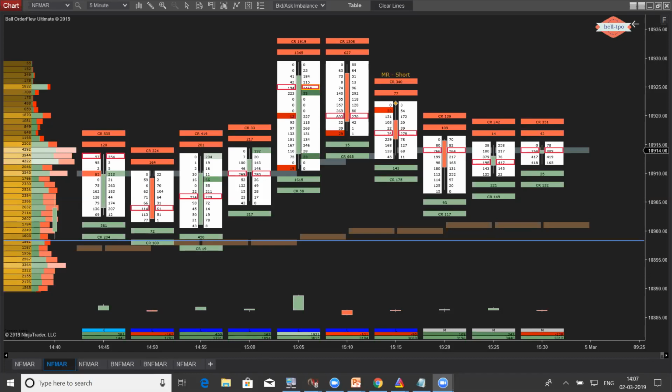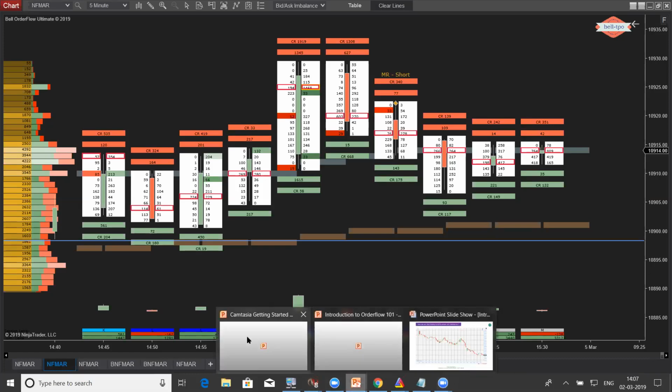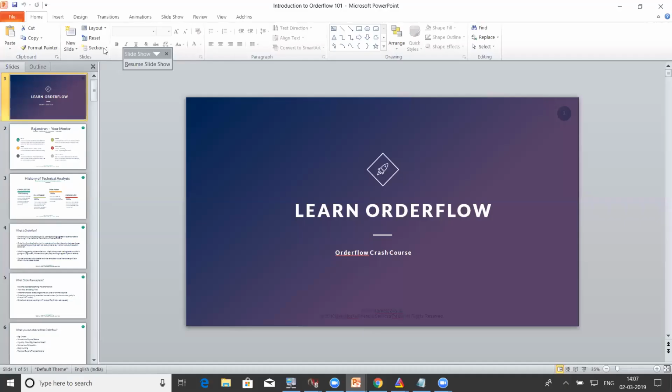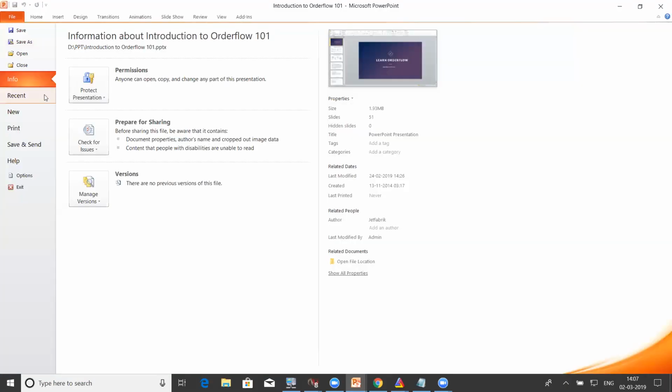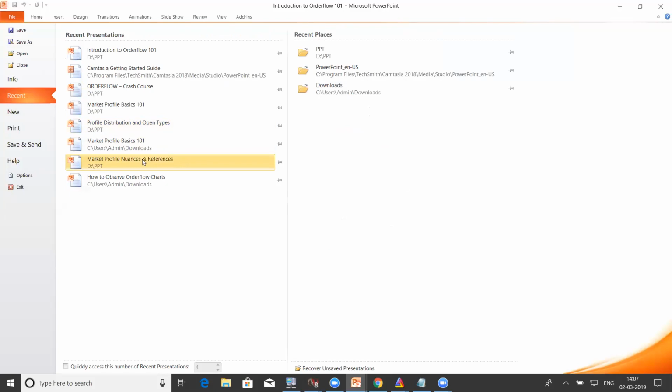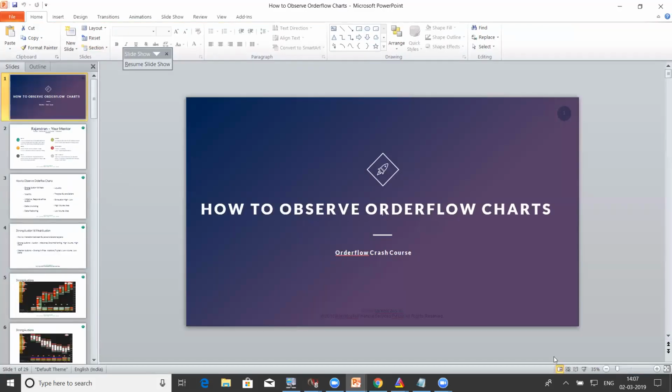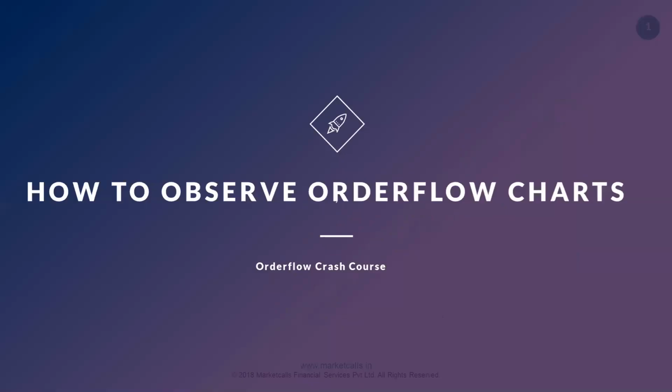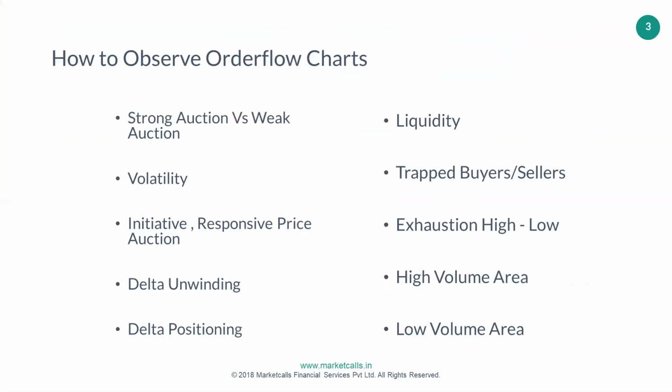So let's start with some of the basic foundation principles of Orderflow here. I'm going to pull up some of the basic guidance. This will help you understand the order flow charts and what information you should read on a day-to-day basis from them. Some of the basic foundation principles are discussed over here.